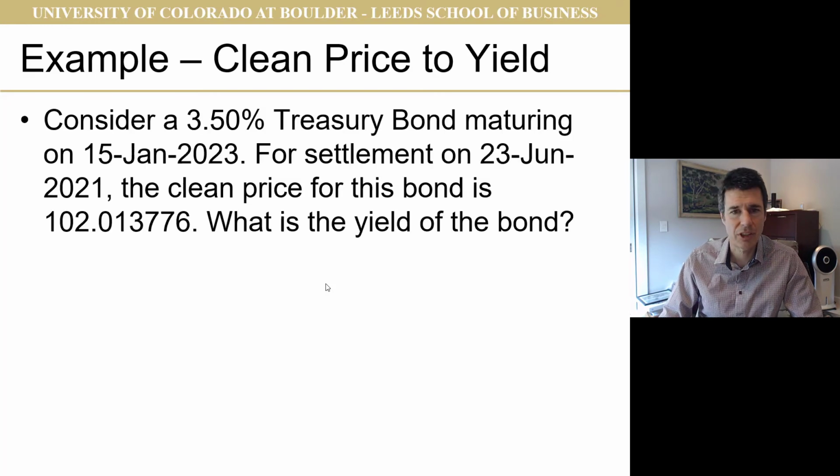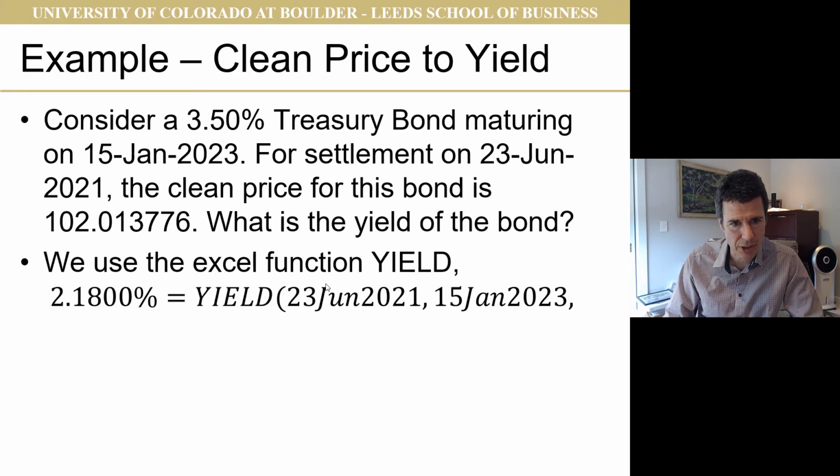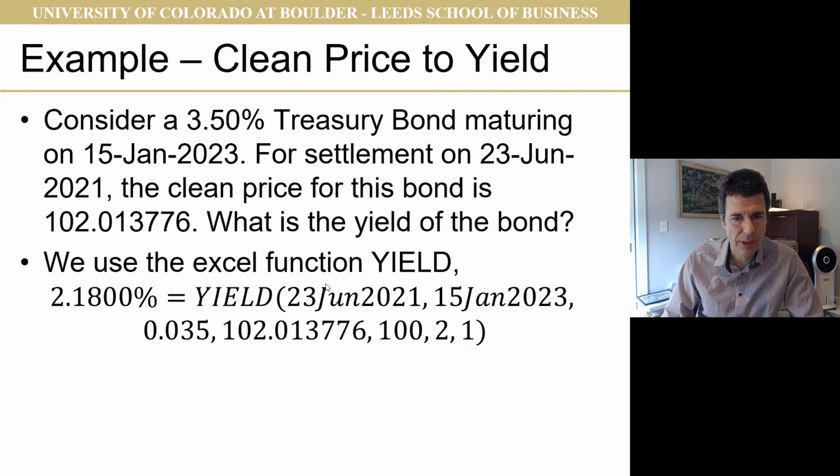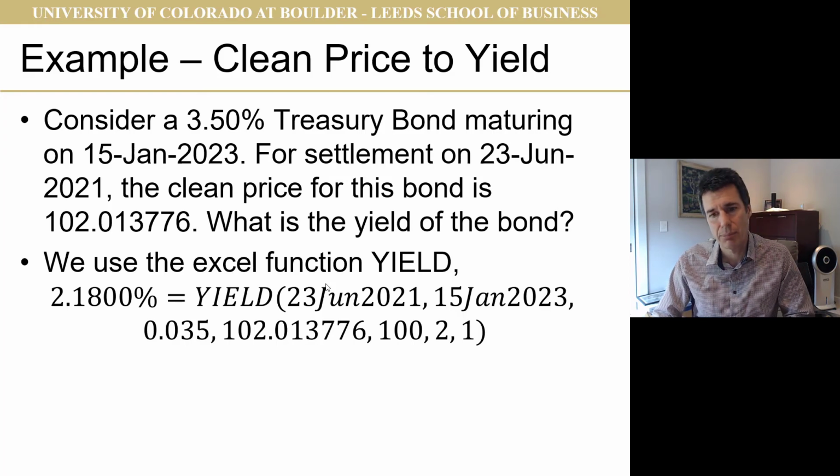Consider a 3.5% coupon treasury bond maturing on the 15th of January 2023. For settlement on the 23rd of June 2021, the clean price, the quoted price for the bond, is 102.013776. What is the yield? We use the Excel function YIELD. 2.1800% is equal to yield. It takes the settlement date, the maturity date, the coupon rate, the clean price, par 100, frequency 2, basis 1.